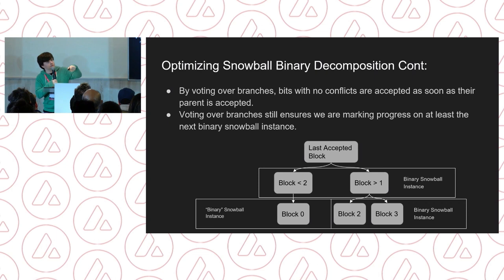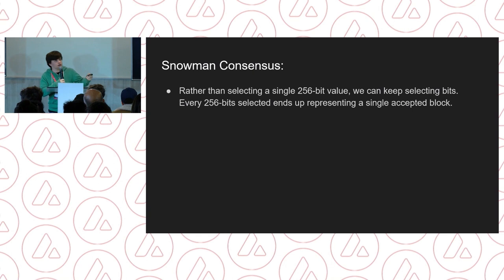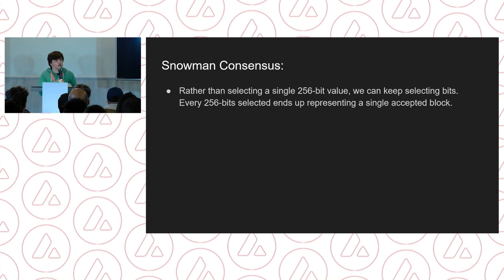So this takes us into Snowball consensus. Rather than selecting just a single 256-bit value, we can actually keep selecting bits, right? So previously we were talking about a 2-bit example. Now we can go to the full 256-bit, but rather than just going to that level, you can in fact just do n bits, keep deciding bit by bit, and then chunk the bits into blocks.